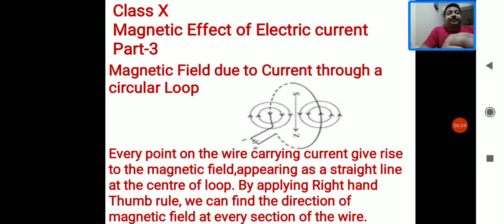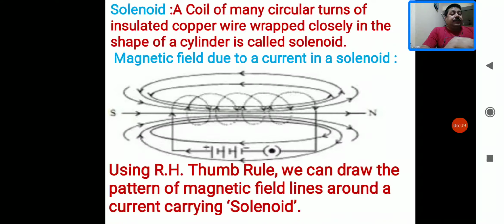One part, and another, that is the solenoid. So the second thing is the solenoid. We know that an insulated wire wound on a cylindrical cardboard tube, you can say, such that its length is greater than its diameter, is called a solenoid.